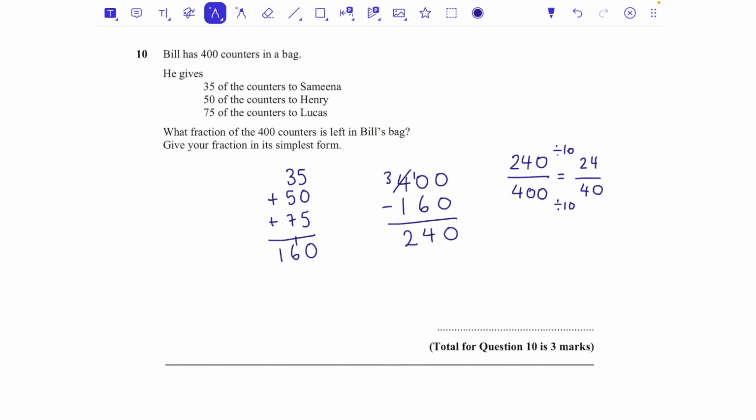Now, they're both even numbers in the 2 times table, so we could divide the top by 2 and divide the bottom by 2, and that would give us 12 over 20. And then you might be able to spot that they're also both in the 4 times table and divide by that. And that would leave us with 3 over 5. So 3/5 is what we are left with. He's given 2/5 away, so he's got 3/5 left in the bag.